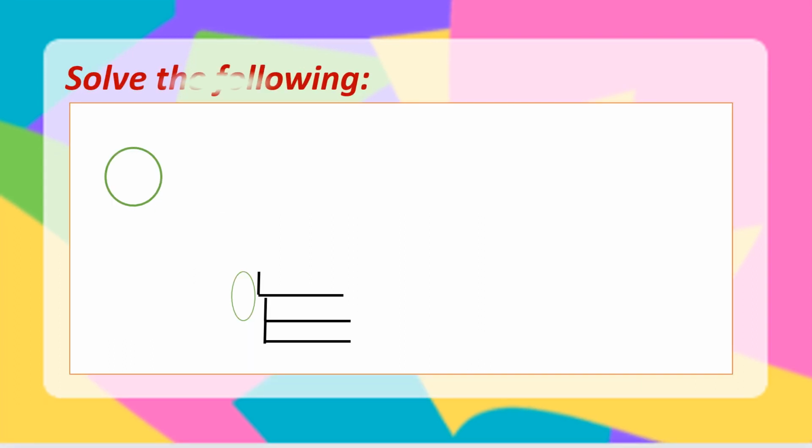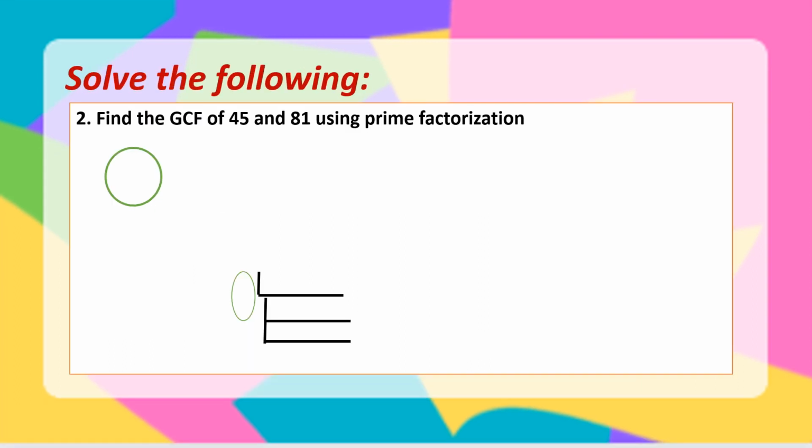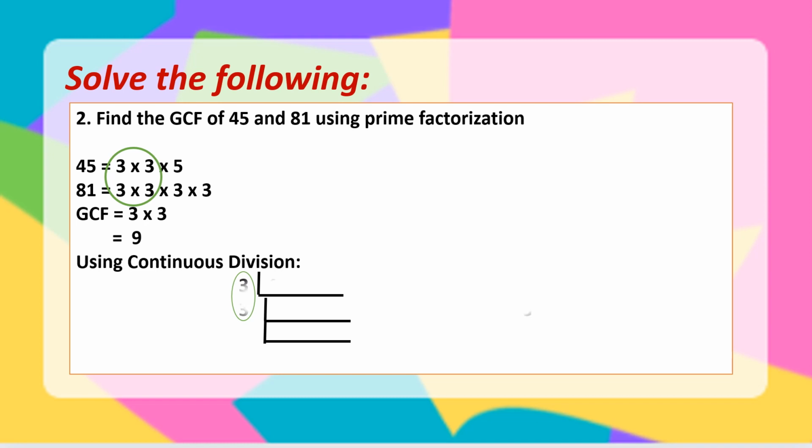Alright, let's try to solve the following numbers. Okay, for number 2, find the GCF of 45 and 81 using the prime factorization. So, for 45, the prime factors are 3 times 3 times 5. And for 81, 3 times 3 times 3 times 3. So, they have common, which are the two 3's. Okay? So, 3 times 3, and that will give us 9. And that is the GCF.